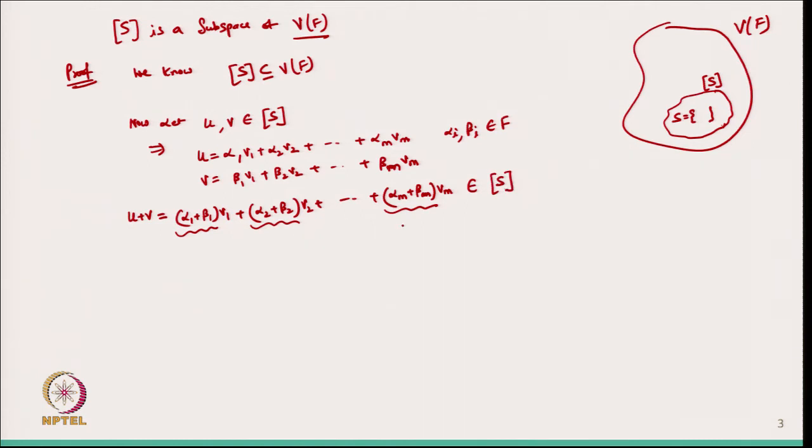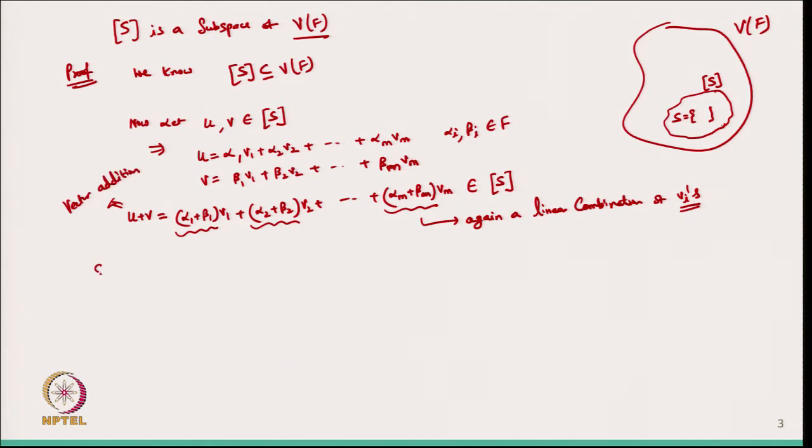linear combination. So, again a linear combination of v i's. So, it means it belongs to the set S. Now, so this is a vector addition.